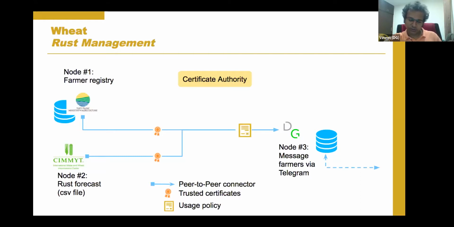And then both these nodes specify their usage policies, and as per that, the data is only accessible to an application, which is a Telegram application, which sends out these advisories using a Telegram bot. So this is one example use case of FarmStack that has been implemented. Next slide, please.